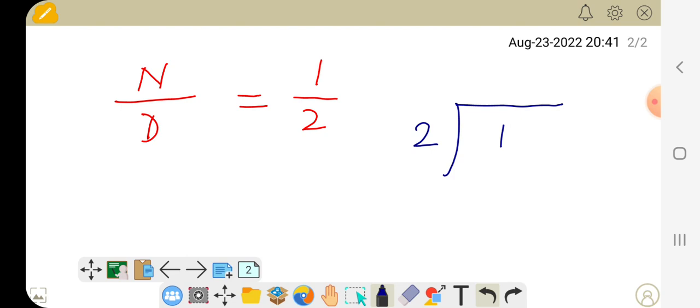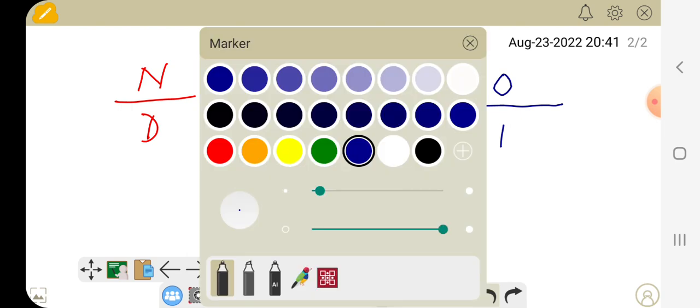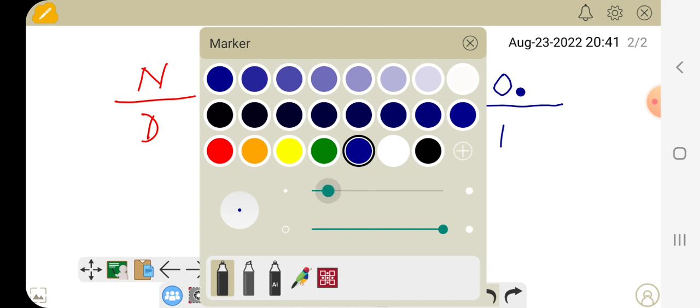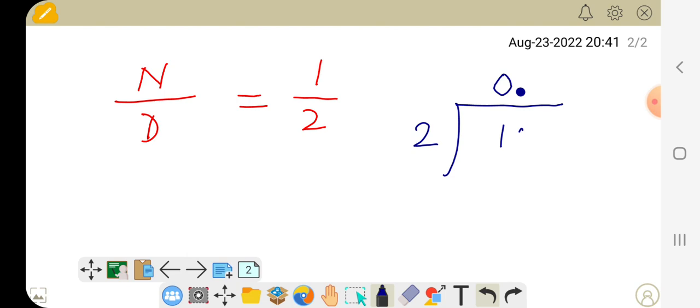Is it possible? So what we have to do: first put a 0, then put the point. This is called the decimal point. And after the point, we can add a 0. Now 2 fives are 10, no remainder. So it is 0.5. So this point is a decimal.